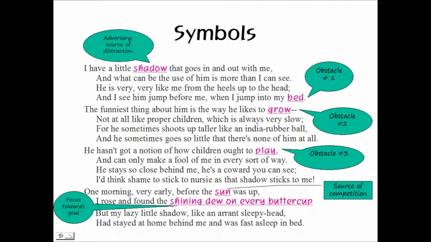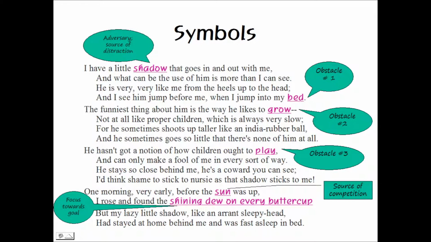First of all, shadow. Shadow represents an adversary or a source of distraction. If you look at the context of each stanza, you can see that the narrator and the shadow are constantly in competition. Next, words like bed, grow, and play represent the obstacles that the narrator and the shadow both have to face. Who goes to bed first? How does each person grow? How does each play? These are all criteria for determining whether the narrator or the shadow is an advantage.